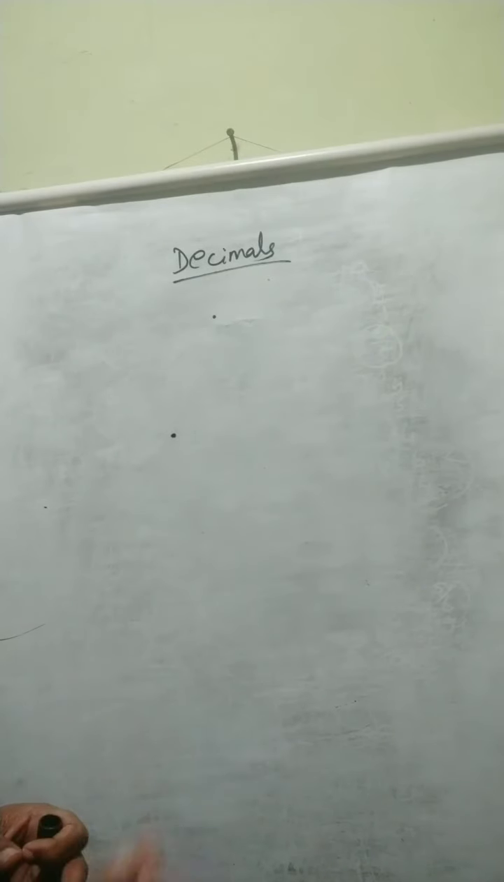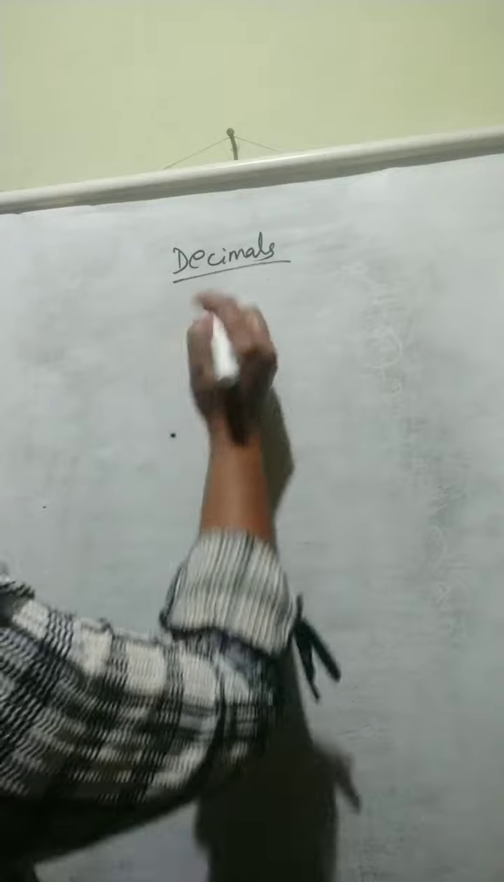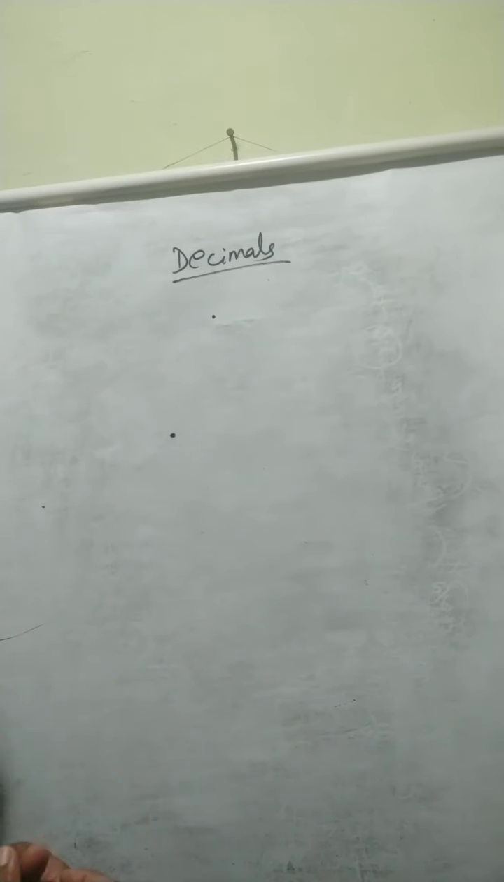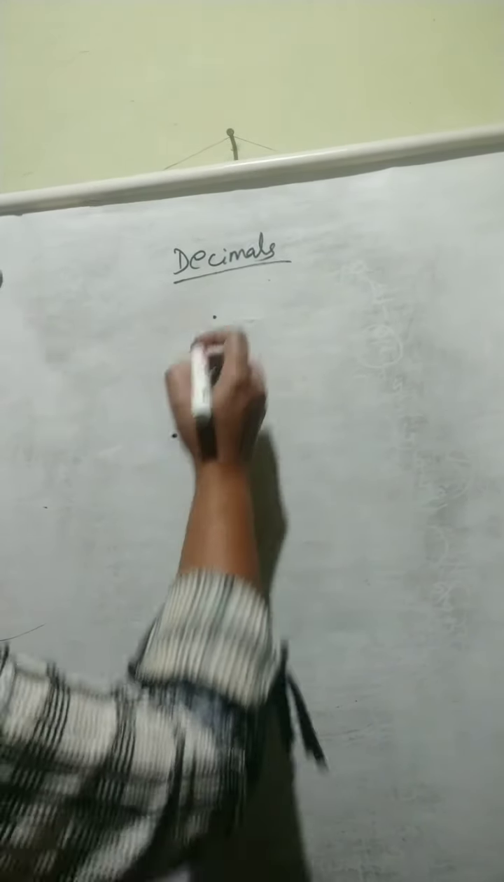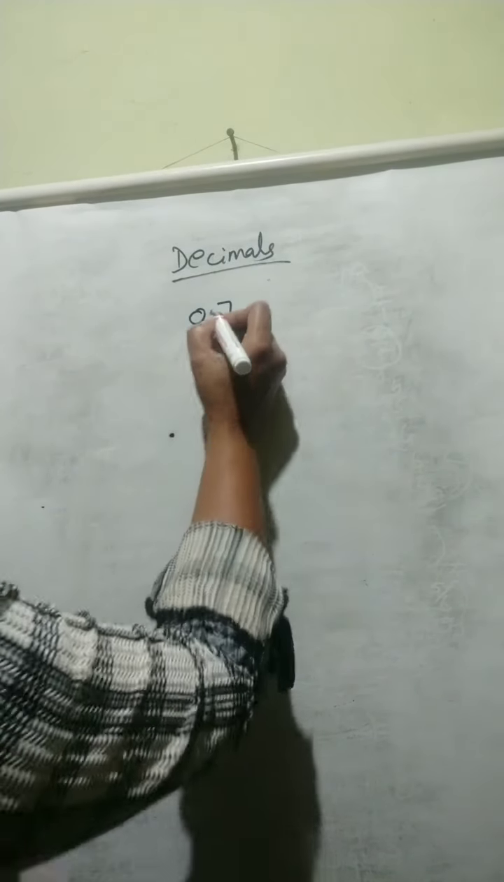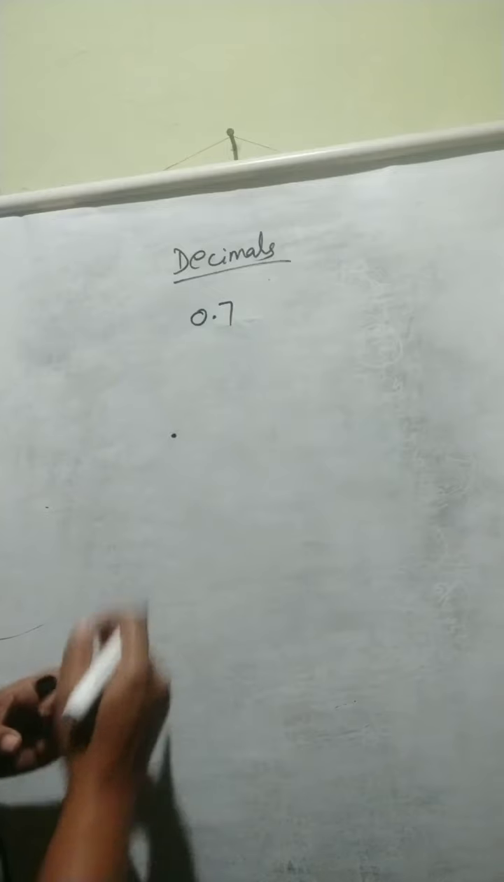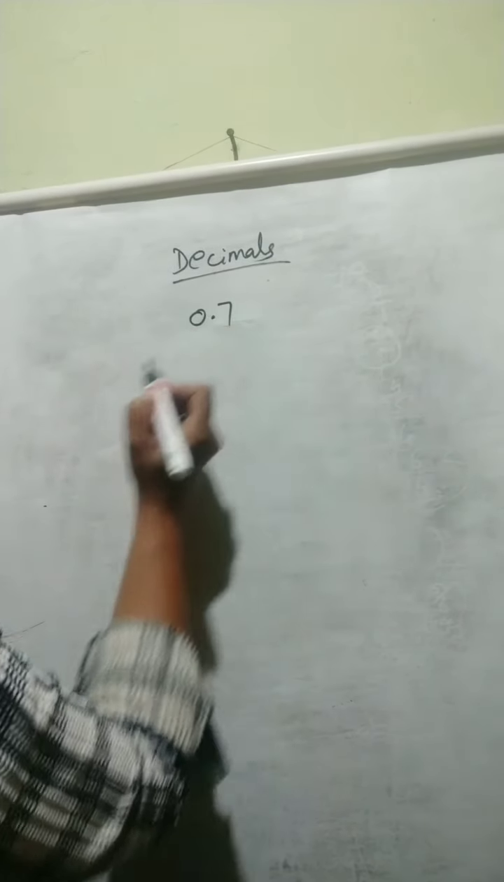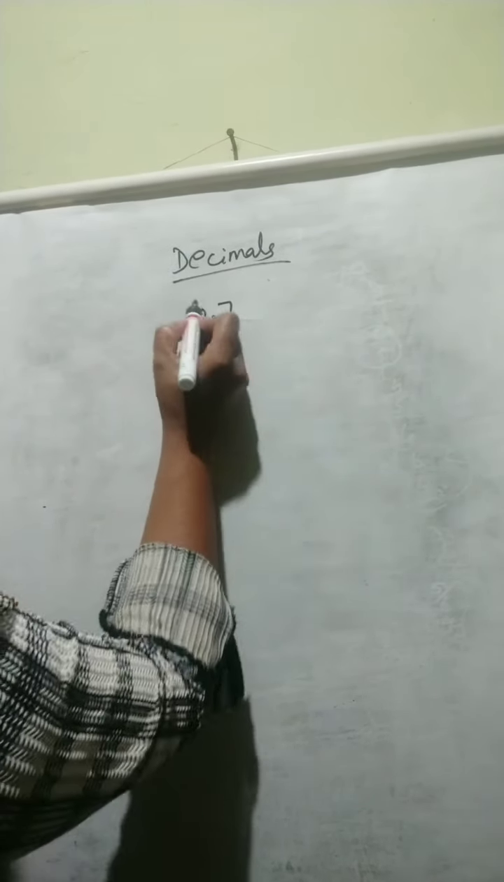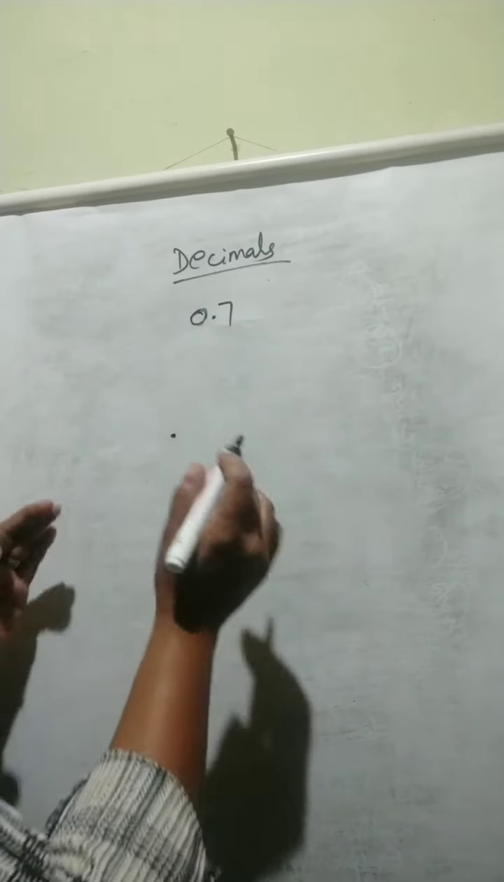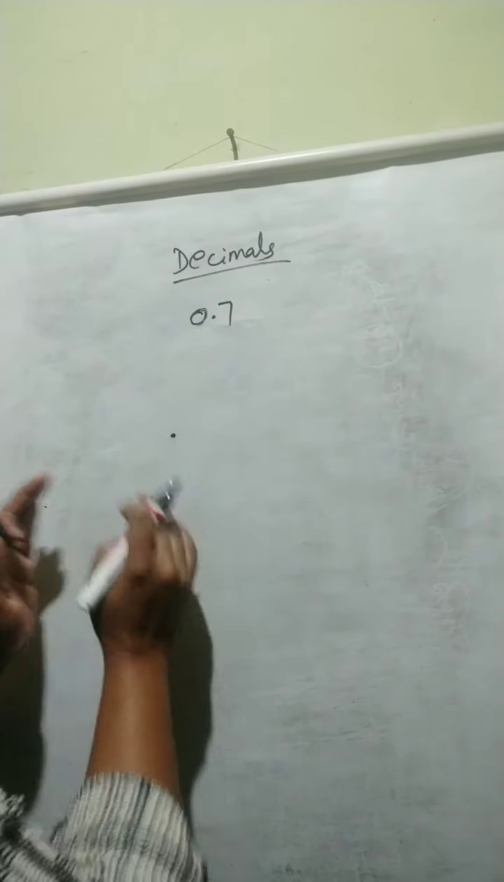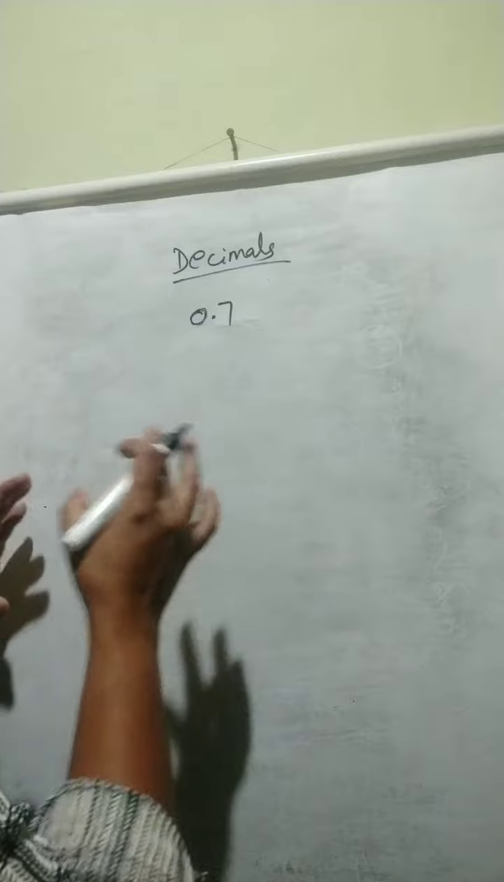Decimals. What is a decimal number? If you are writing a number with a point, that will be a decimal number. In the case of 0.7, it's a decimal number. That means the value is less than 1, because before the decimal point we can see 0. Then there is no whole number, that means we will not get a full one.